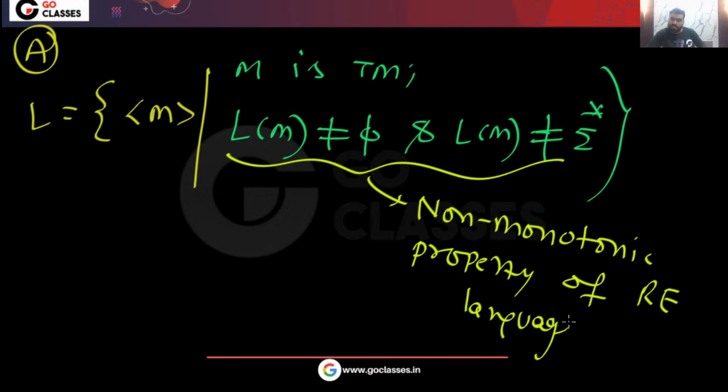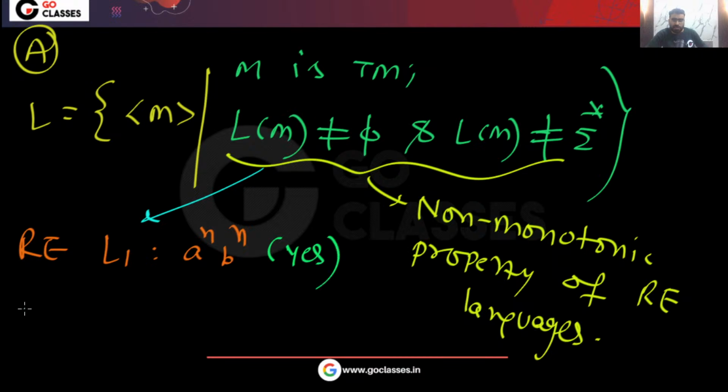Why is this a non-monotonic property of RE languages? Because, for example, consider this RE language L1, which satisfies this: a^n b^n. This will satisfy the property, yes or no? This will satisfy. Now consider its superset RE.